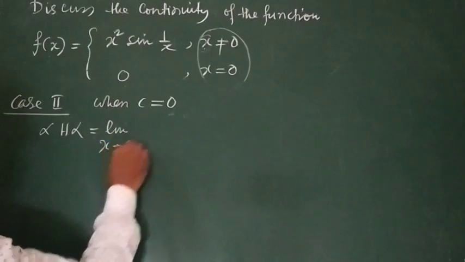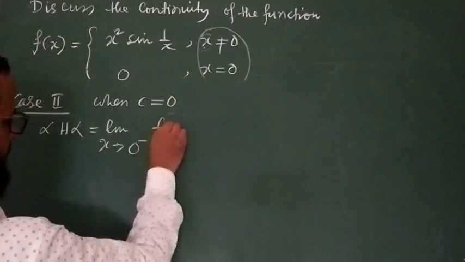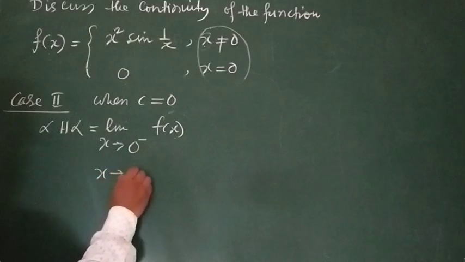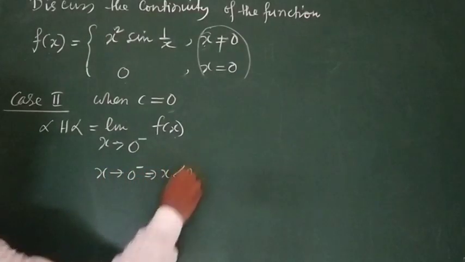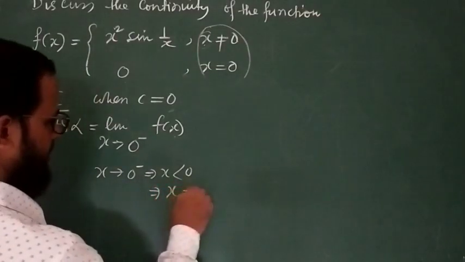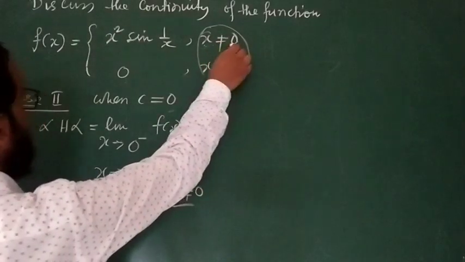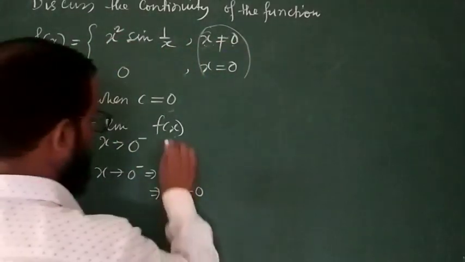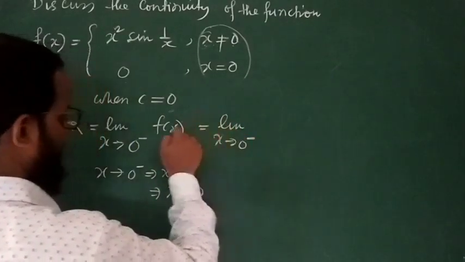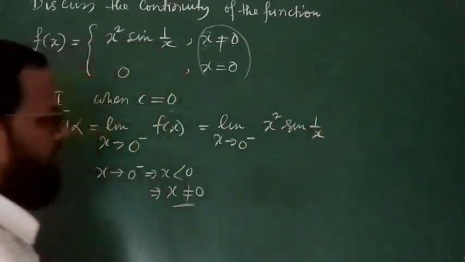Limit x tends to 0 minus f(x). Now, very interesting is that x tends to 0 minus means x is less than 0, and x is less than 0 means x not equal to 0. For x not equal to 0, function is x square into sin 1 by x. So ultimately this particular function is replaced by x square into sin 1 by x.